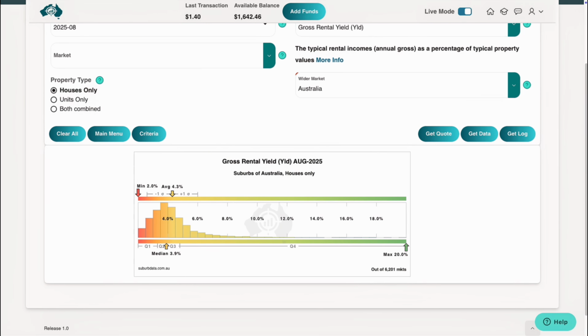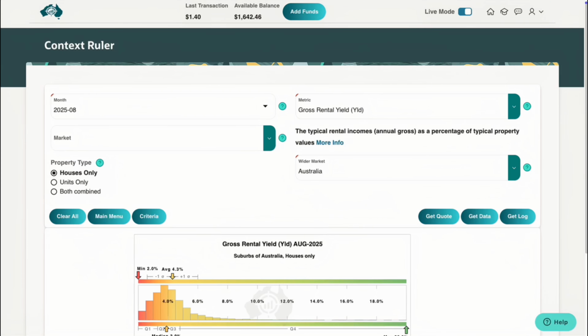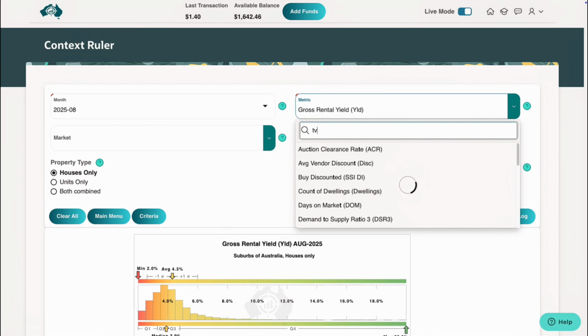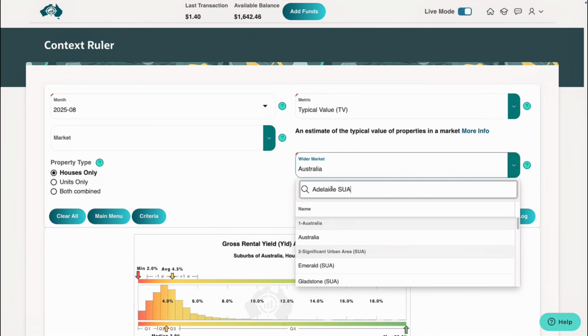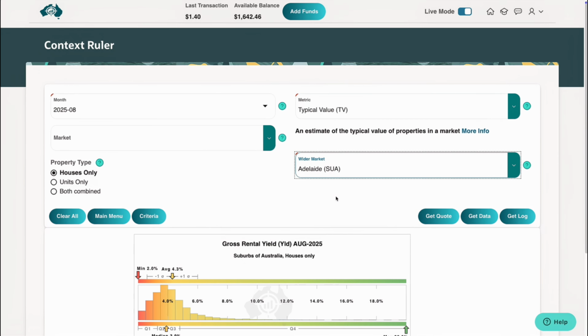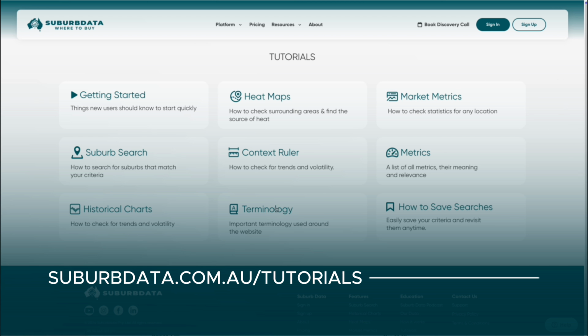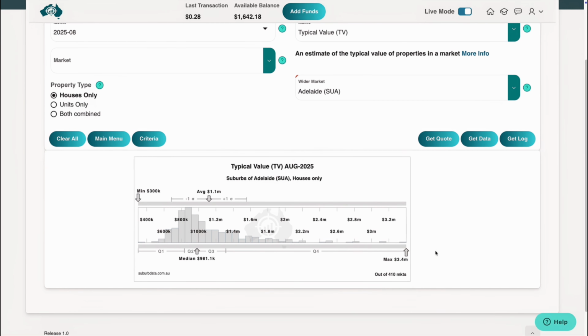Let's say you can only afford to buy a property worth $250,000 and you want to renovate and you live in Adelaide. What are your chances? I'll change the metric to typical value. And I'll also limit the context, that is the wider market, to the Adelaide significant urban area. If you're not sure what a significant urban area is, go through the terminology tutorial or the getting started tutorial.